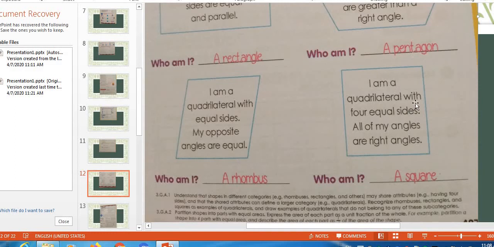I'm a quadrilateral with 4 equal sides. All of my angles are right angles. Yes, I am the square.